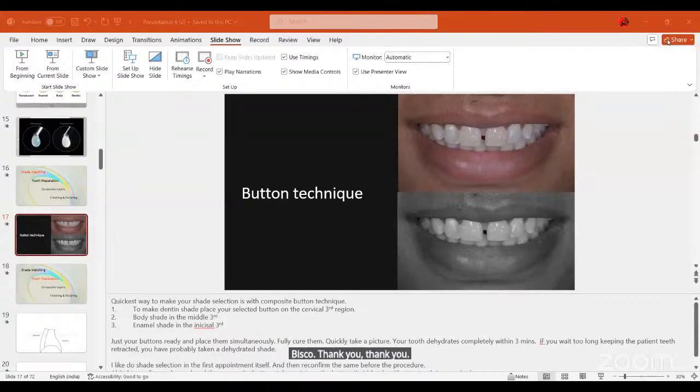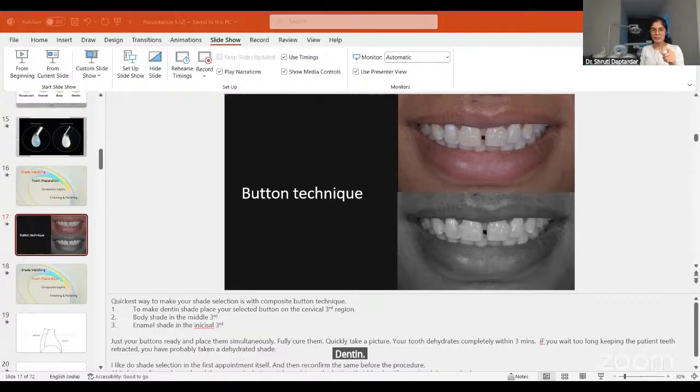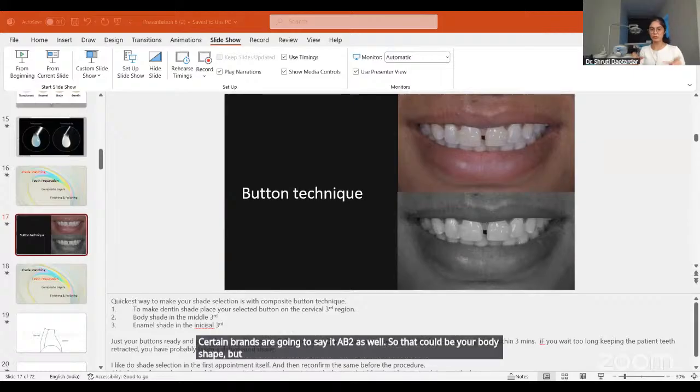Ma'am, is OA2 from Tokuyama a dentine shade or a universal shade? I'm a little confused. Dentine. Anything that says O or D, as in OA2, OD2, all of these come under dentine. If it says E, then it is going to be your enamel shade. If there is nothing, then it is your regular universal body shades. Certain brands are going to say it AB2 as well. That could be your body shade, but you need to check with the kit what exactly they are providing in it.